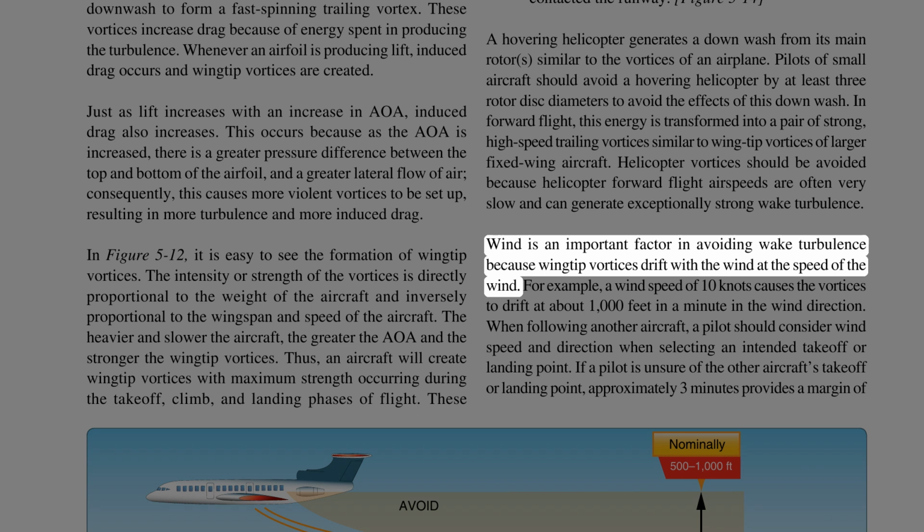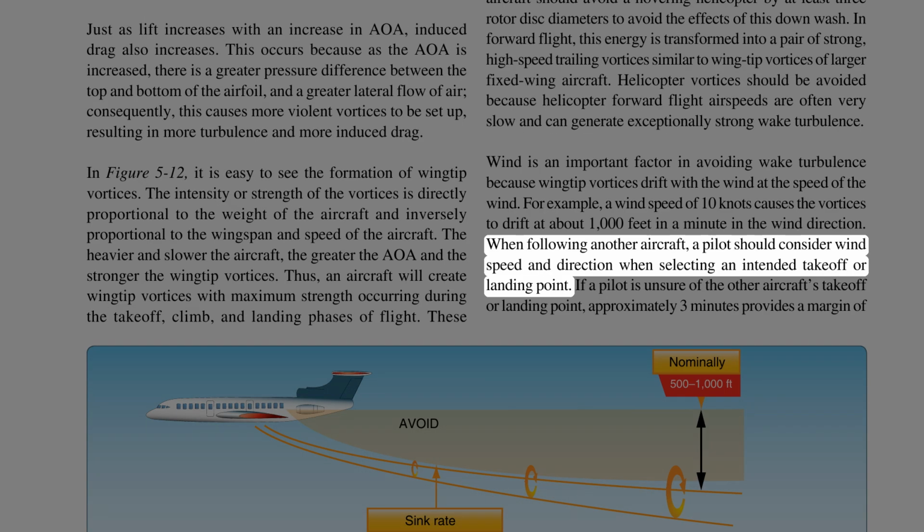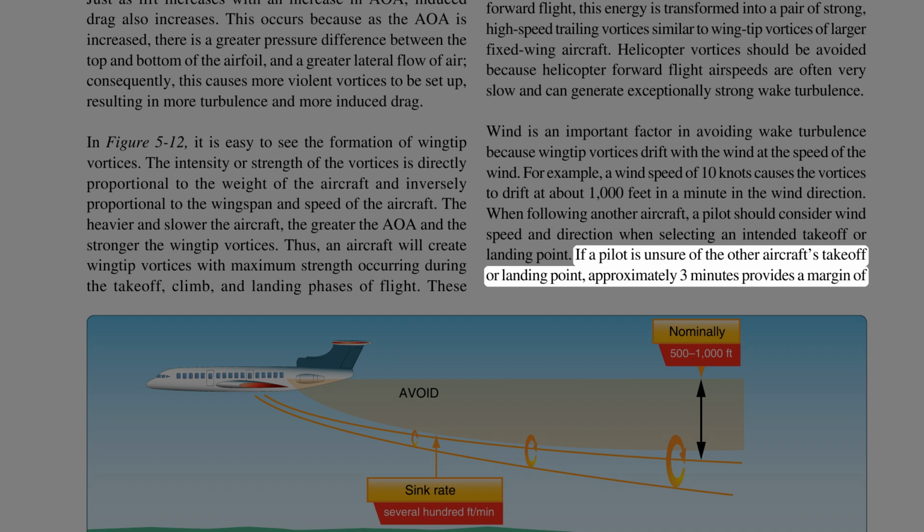Wind is an important factor in avoiding wake turbulence because wingtip vortices drift with the wind at the speed of the wind. For example, a wind speed of 10 knots causes the vortices to drift at about 1,000 feet in a minute in the wind direction. When following another aircraft, a pilot should consider wind speed and direction when selecting an intended takeoff or landing point. If a pilot is unsure of the other aircraft's takeoff or landing point, approximately 3 minutes provides a margin of safety.